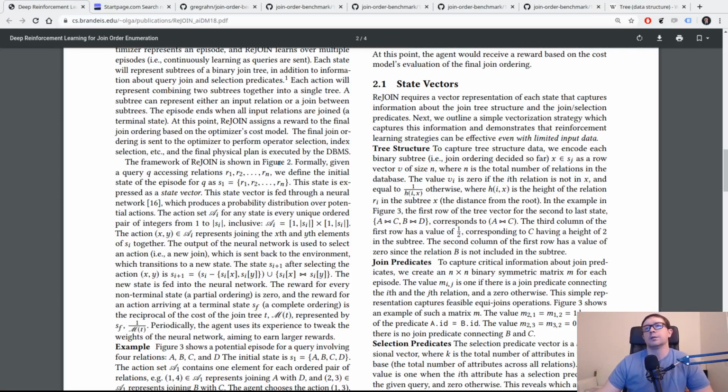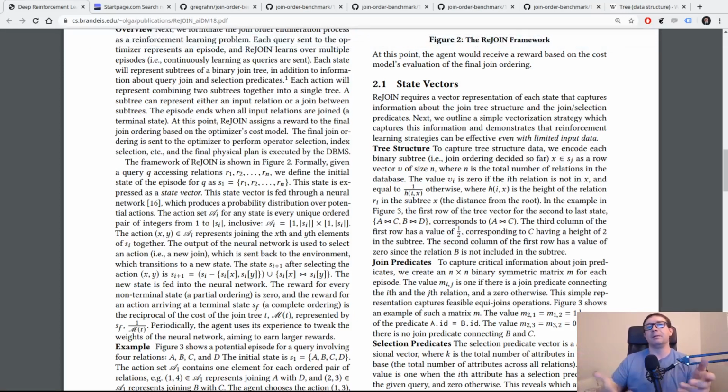Okay. So it says ReJOIN requires a vector representation of each state that captures information about the join tree structure and the join selection predicates. Next, we outline a simple vectorization strategy which captures this information and demonstrates that reinforcement learning strategies can be effective even with limited input data. Very, very cool. Okay, here's the hard part, the tree structure. So at least I'm assuming that's what he's talking about. That's what I found difficult. Maybe he thinks this is easy and there was something else that he found challenging, but to me this was the hard part.